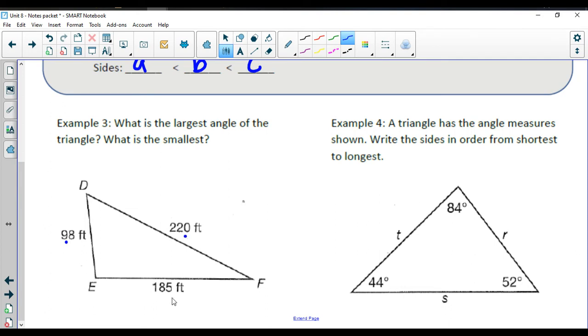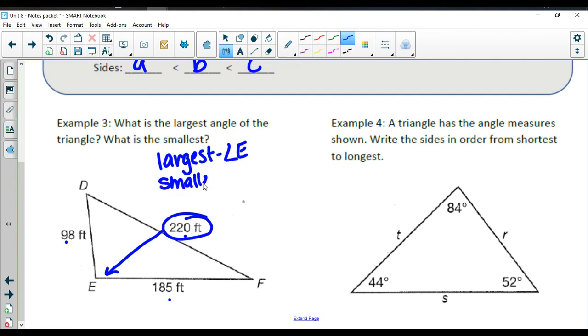Looking at these 3 different numbers, if I'm looking for the largest angle, I need to find the largest side, and then I need to go across the triangle to get to my angle. So the largest is going to be angle E, and the smallest is going to be over here. This is the smallest number, and going across, that's going to take me to angle F.